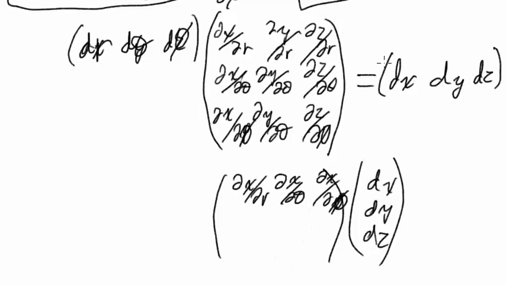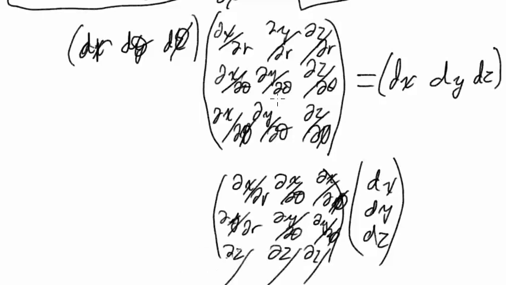Same thing in the next line: del x, del y, del r, sorry, del y del r, del y del theta, del z del y del phi. Okay, so anyway, in the end what happens is that we've got these two Jacobians, the Jacobian and the Jacobian transpose, and the end product is what is commonly known as the metric.